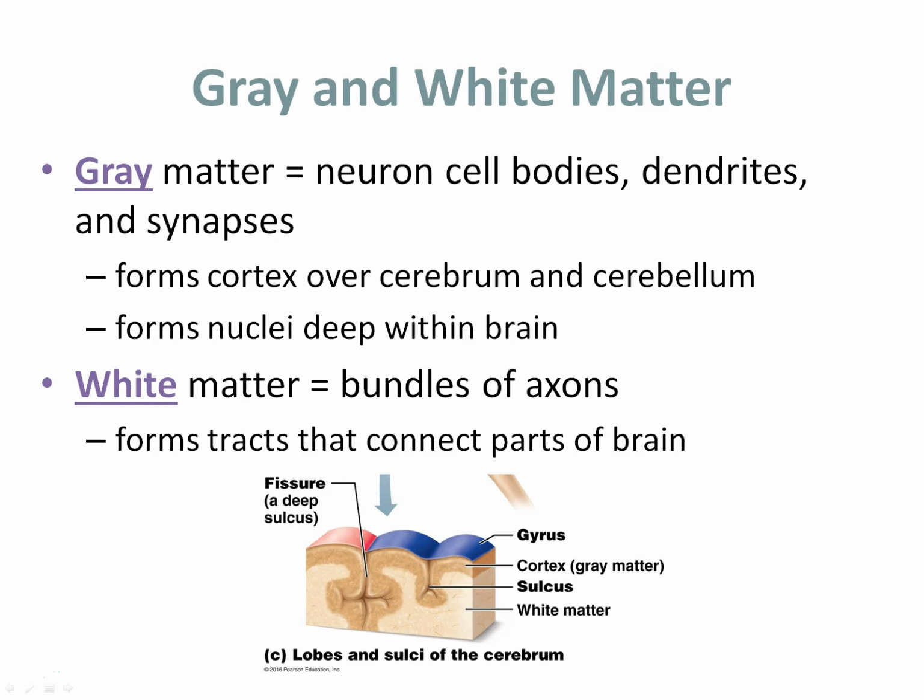White matter is made up of bundles of axons. These bundles of axons are connecting different parts of the brain. They may connect different lobes or different areas within a lobe or even different hemispheres of the brain. These bundles of axons are called tracts.